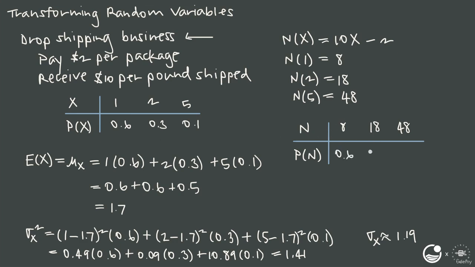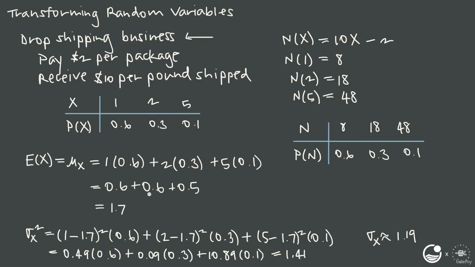There's a 30% chance that we make $18, and a 10% chance that we make $48. So now, if we want to find the mean and standard deviation of this new discrete random variable n, we could, of course, do the same thing we did before and use this distribution table to calculate the expected value and the standard deviation from scratch. Or we could use what we just learned about transforming random variables by shifting and scaling to just transform the mean and standard deviation we already calculated.